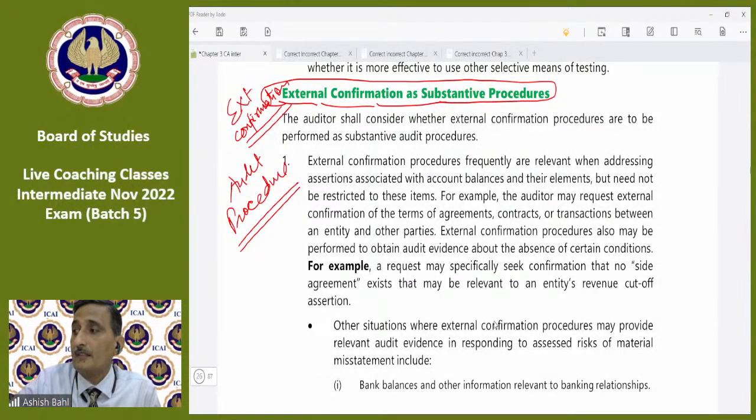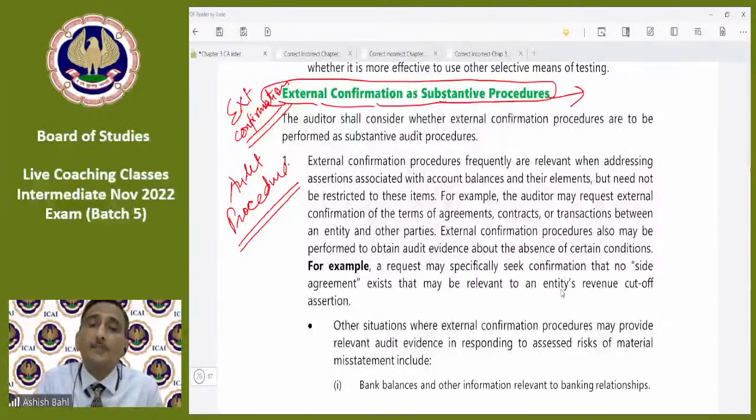Yes, now you are saying inspection, observation. So what were the names of audit procedures? Inspection, observation, recalculation, reperformance, inquiry, and analytical procedures. Okay. So external confirmation is one of those audit procedures. Now it is a substantive procedure.